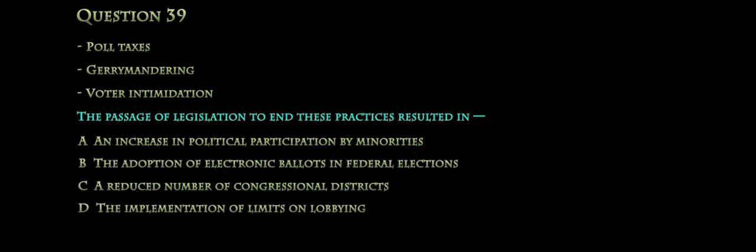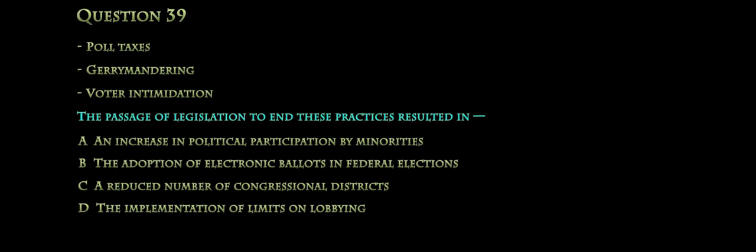Please stop the video, use the RMA process to analyze the problem, choose your answer, and restart the video. Question 39. Voting rights is the key issue in this problem. Therefore, we will focus on the effects after the passage of the Voting Rights Act. A. Did minority voting participation rise? Yes, this was the main objective of the act.